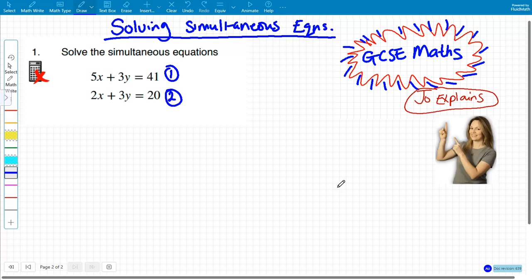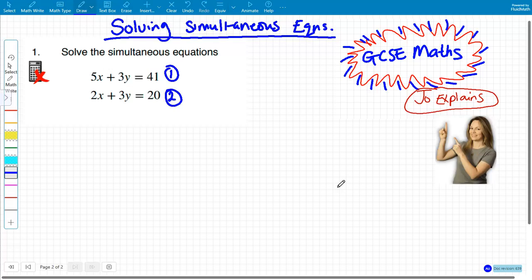Right, first thing you're going to do is label or name both of the equations 1 and 2. You're then going to decide what to do with both of these equations. So looking at them, we've got 5x's in number 1, we've got 2x's in number 2. We've got 3y's in 1, 3y's in 2, we've got 41 and 20. So we're going to need to eliminate one of the unknowns, okay, x or y.